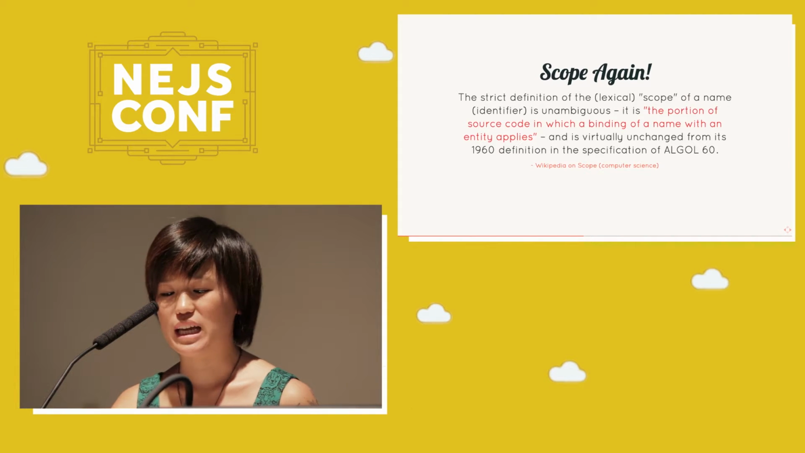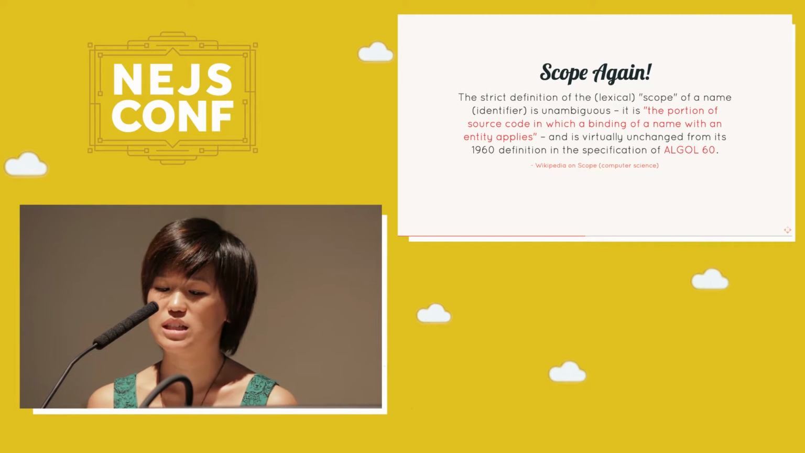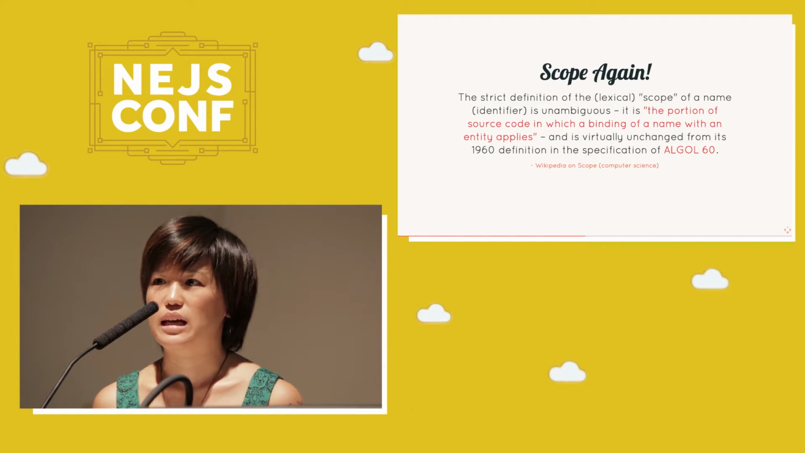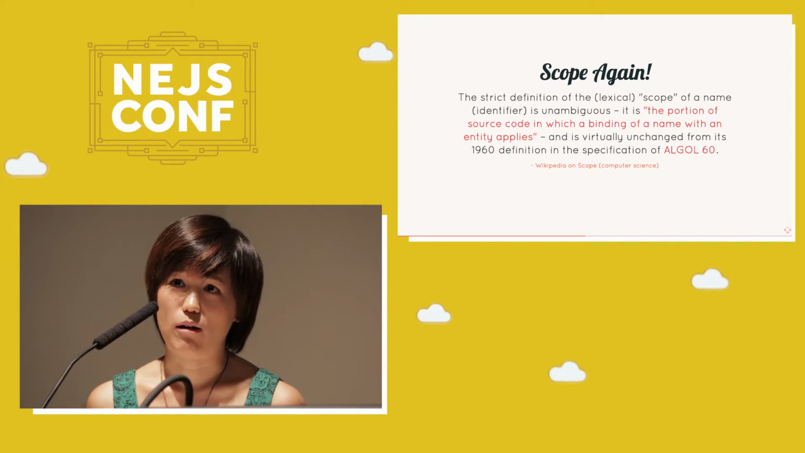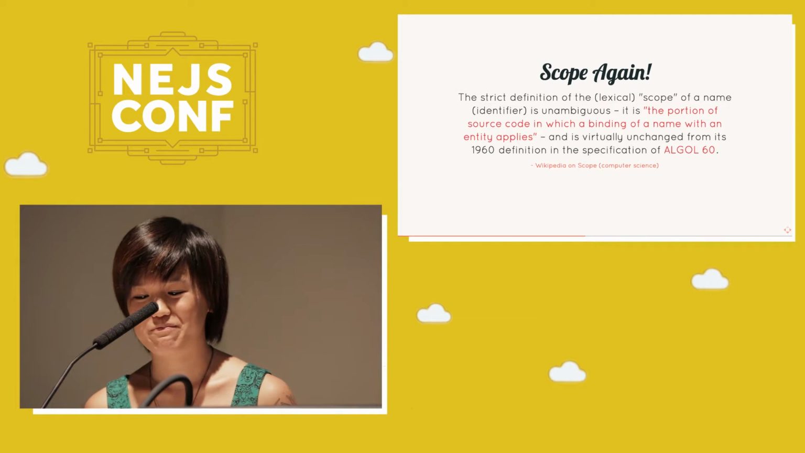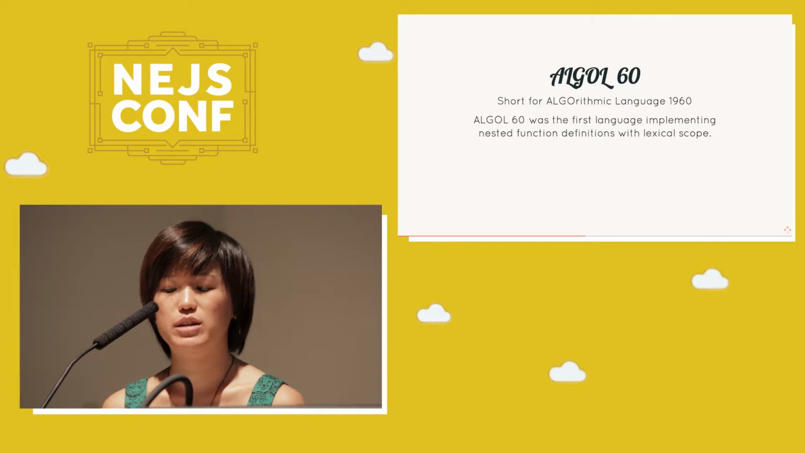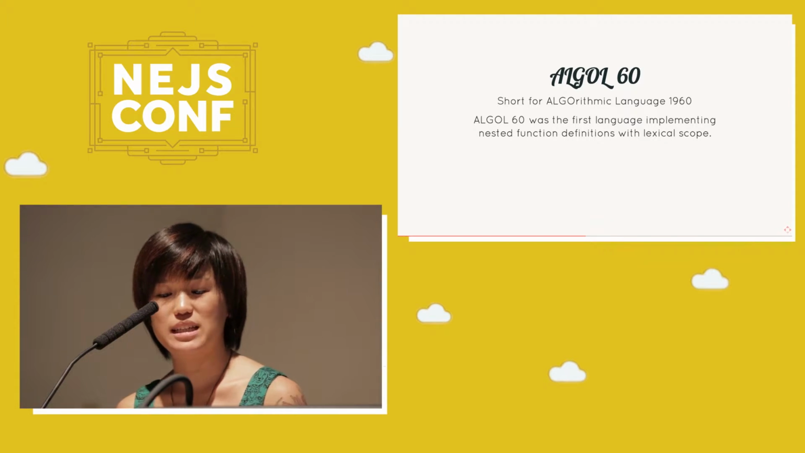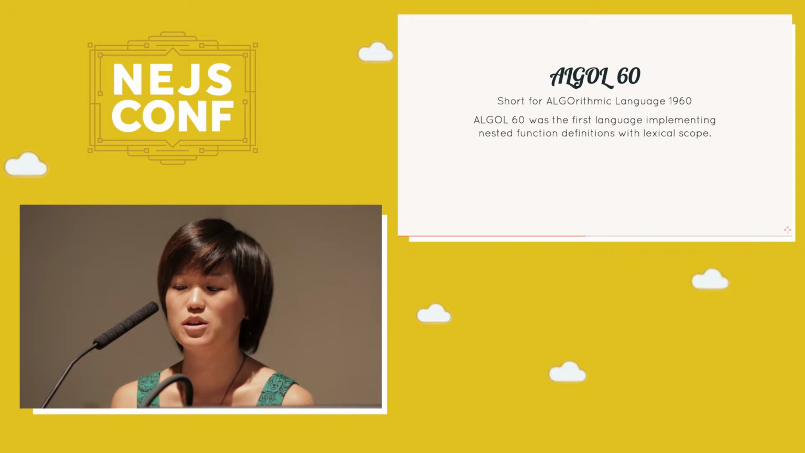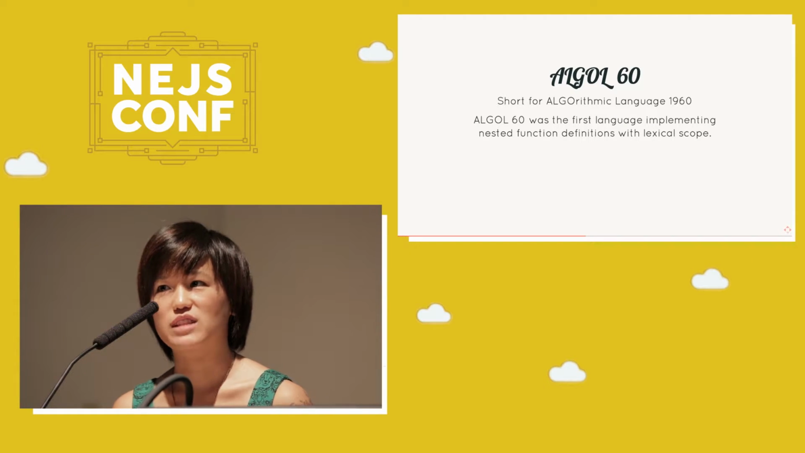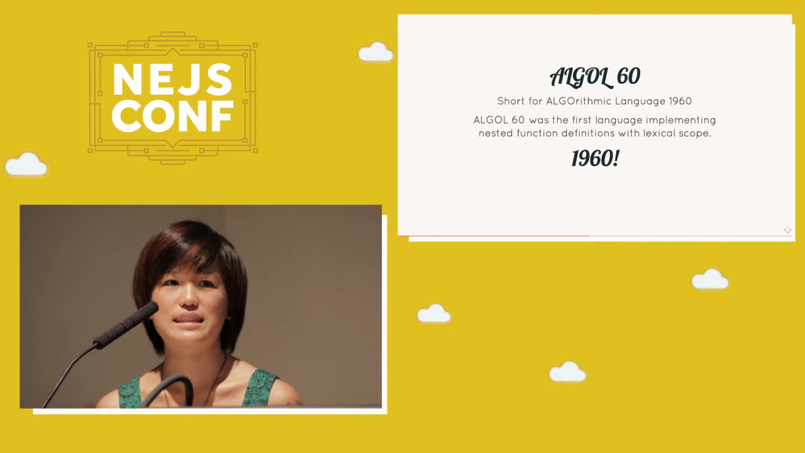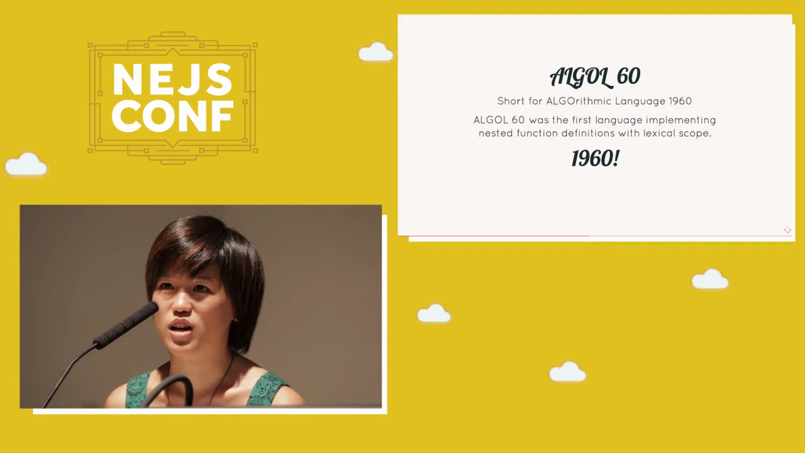But then I keep reading, and it's been virtually unchanged from its 1960 definition in the specification of Algol 60. And I don't know about y'all, but I don't know what Algol 60 is, so I had to look that up. Algol 60 is short for the algorithmic language of 1960. It was the first language implementing nested function definitions with lexical scope. So we've had the definition of lexical scope since 1960, and we still have such a hard time explaining it.